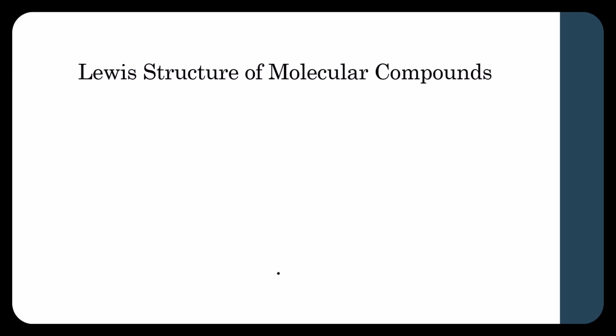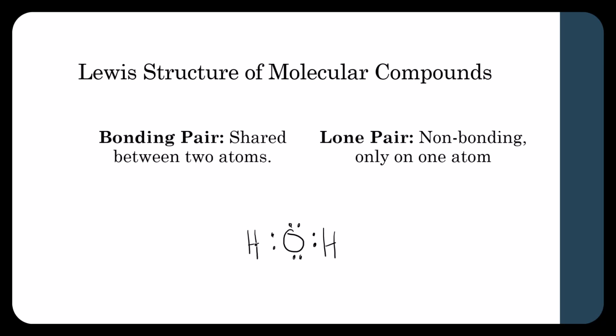So looking at our Lewis structure for water, I'm just going to redraw it here. One of the things that you'll notice is when we draw electrons into the picture, we draw them in pairs, right? We draw 2 dots at a time. Well, there's 2 different types of electron pairs, just some terminology that we want to talk about here.